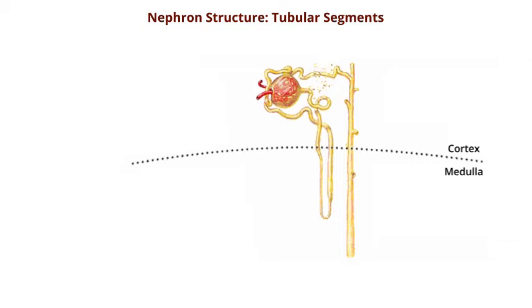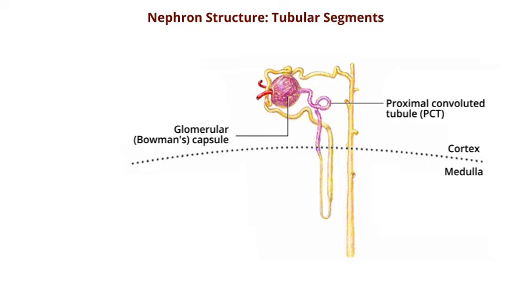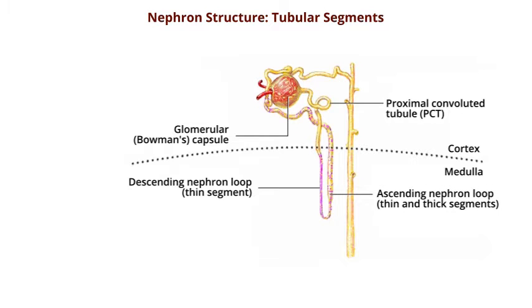The expanded cup-shaped end of the tubule surrounding the glomerulus is called the glomerular, or Bowman's capsule. Water and solutes pass from the blood into the glomerular capsule and then flow into the proximal convoluted tubule, or PCT. After many loops and convolutions, the tubule straightens out and fluid flows down the descending or thin segment of the nephron loop into the medullary region, and then up the ascending or thick segment back into the cortical region.